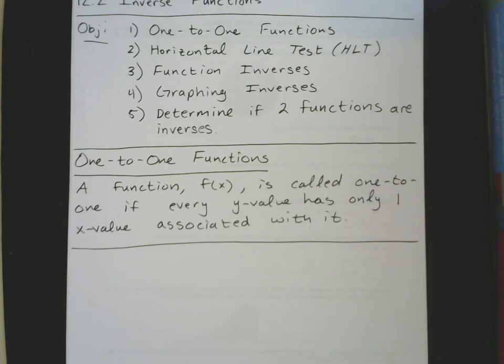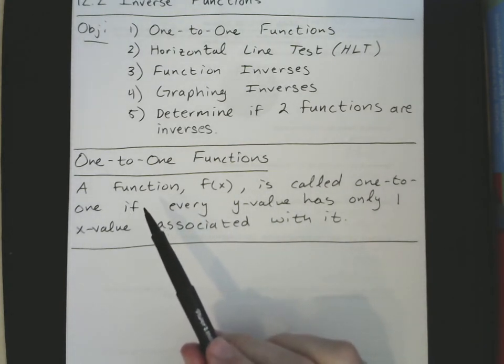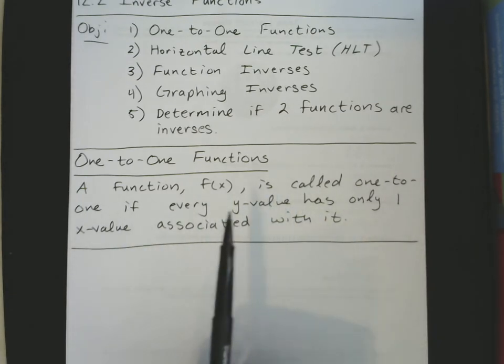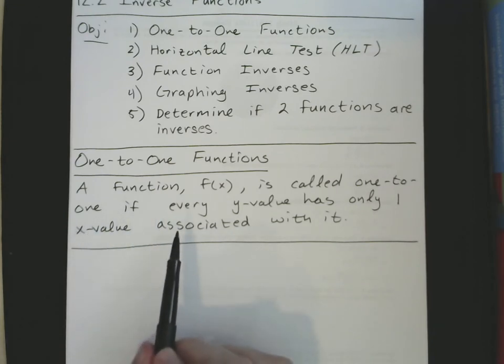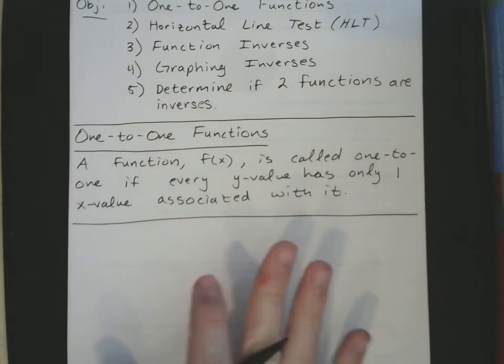Now, the definition of one-to-one is very similar to our standard definition of a function. Remember, a function is a relation that says the relation is a function if every x value has only one y value associated. So this is kind of the opposite. So you can think of one-to-one as if you are an x value, you only go to one y value, and if you're a y value, you only came from one x value. Because we know we can have functions that have multiple x values with the same y value, and one-to-one functions do not have that.